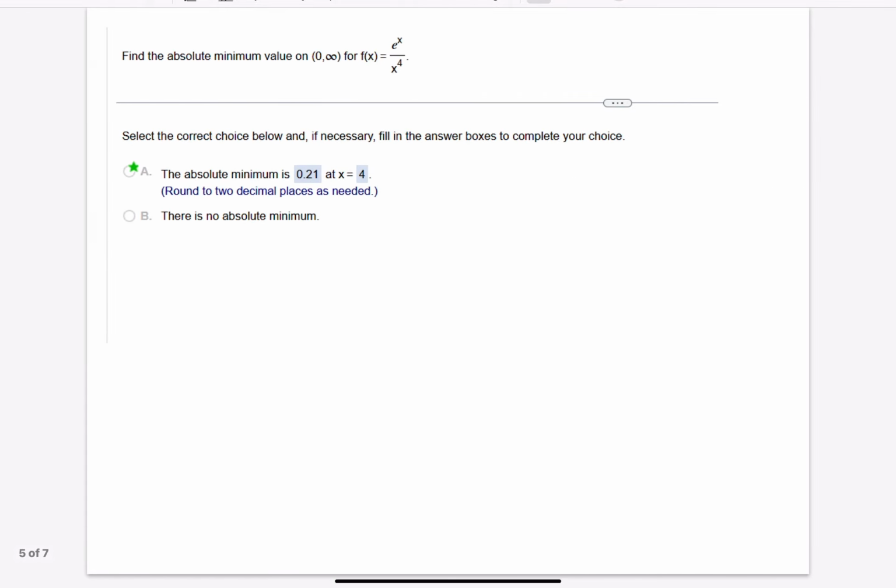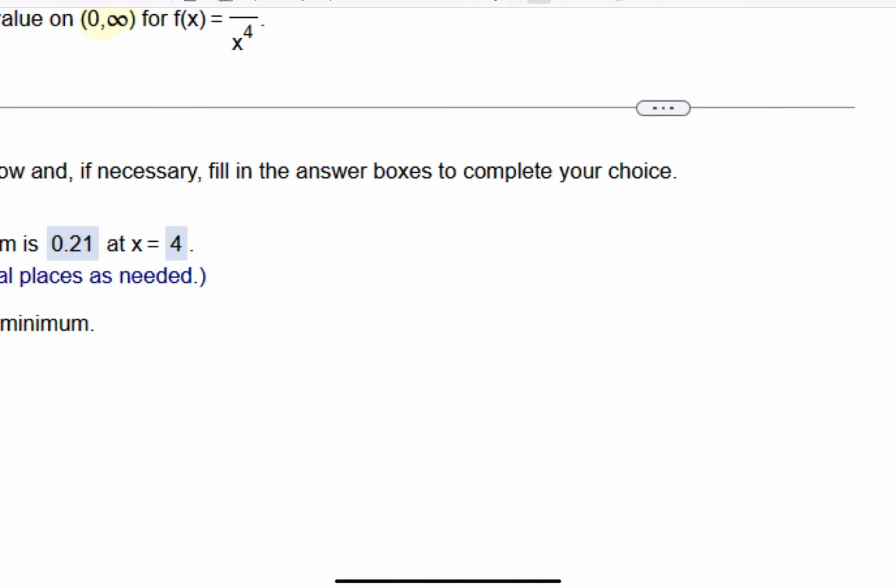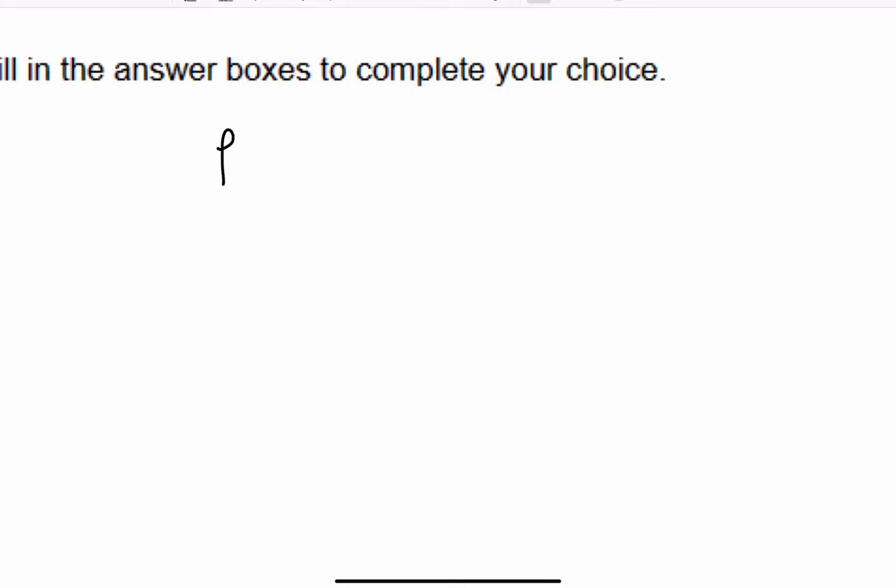All right, so the next one here. Oh, this made my life easy. Look what they said. They said, find the absolute minimum. And here, look, they gave me the interval. I love problems like this where I don't have to think about the graph. Okay, so again, let me write down the function. My function f of x is e to the x over x to the 4.